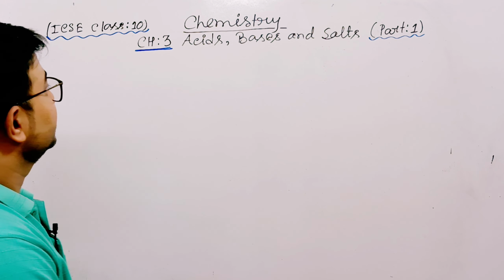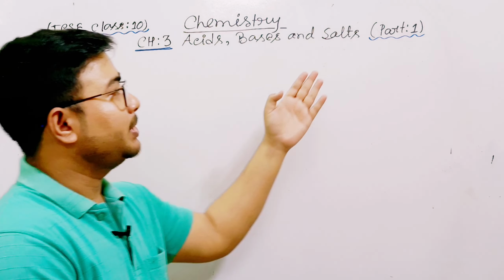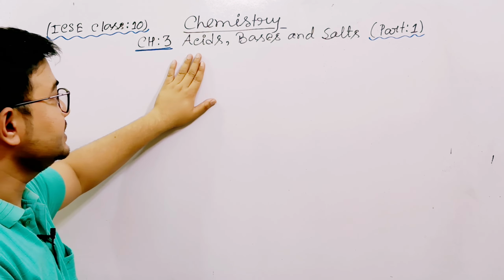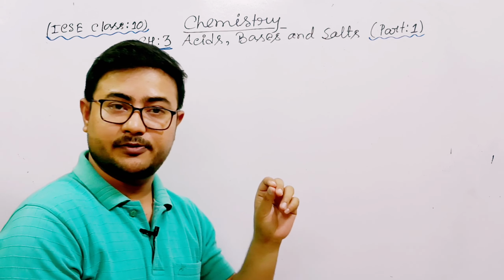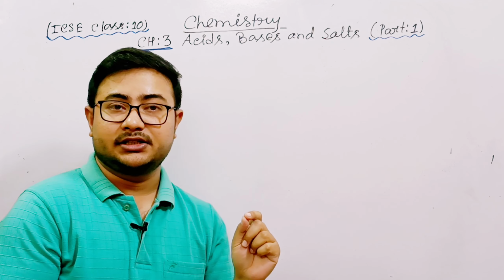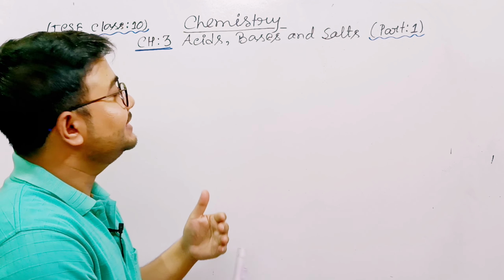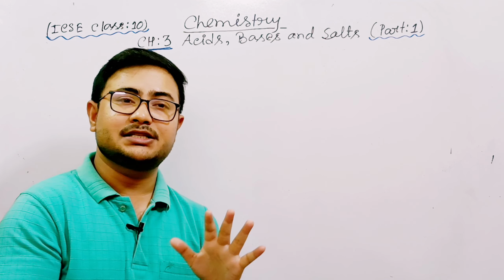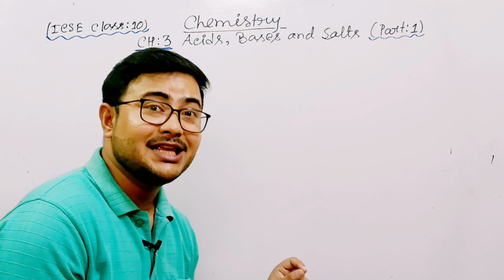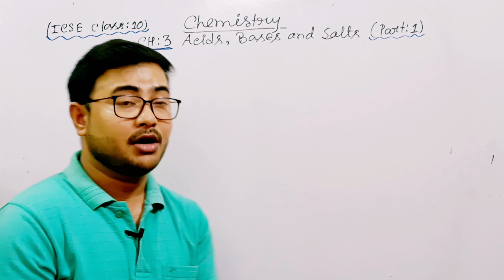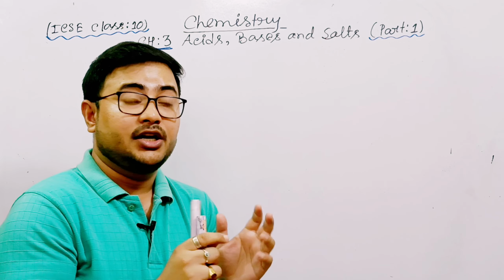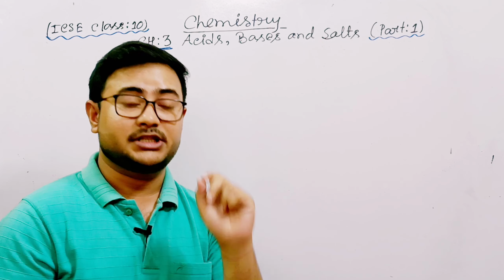For today we have part 1 of chapter 3, acids, bases and salts. In this part we will complete the definitions, examples and exceptions, but first let's try to clear the basic idea about acids, bases and salts. What is an acid? Not the definition, first the concept. Look at the board.